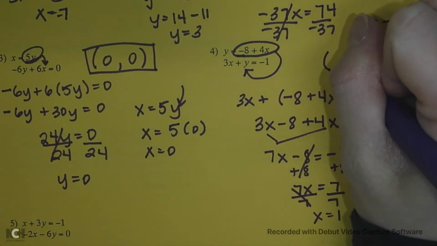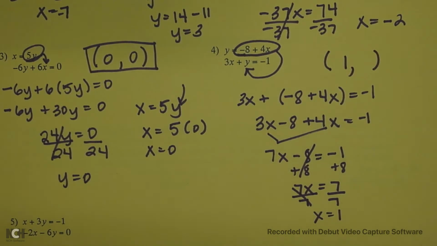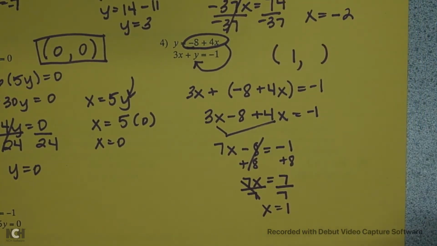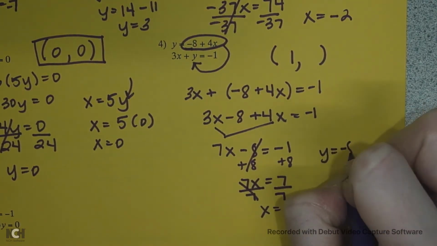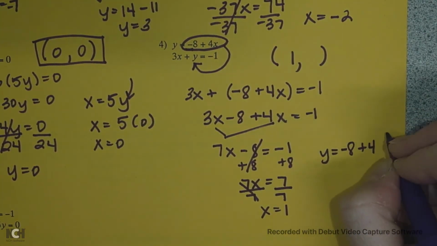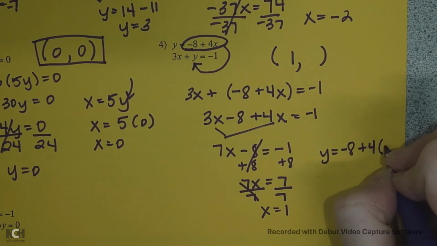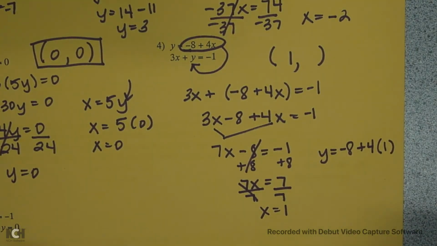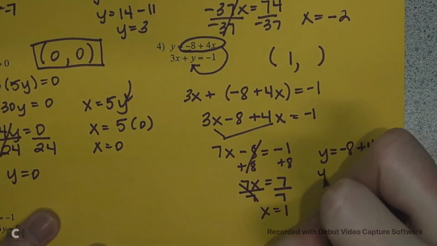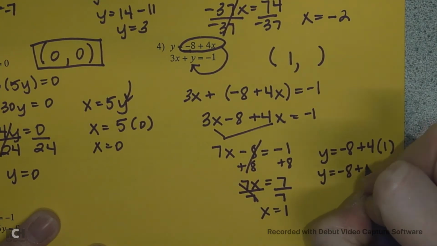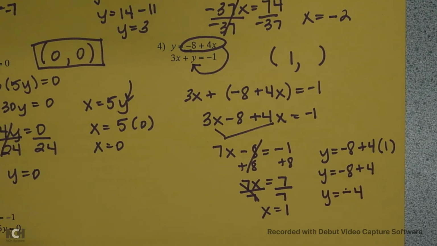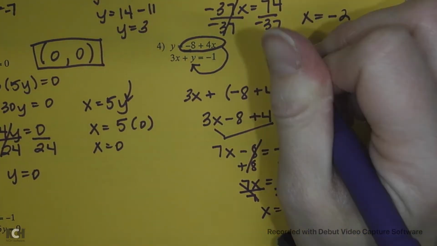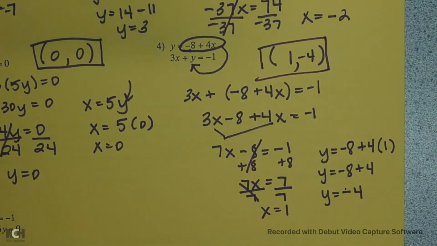So for our answer, our x value is 1, and we need to figure out what our y value is. So we're going to plug in our x value into either equation. I'm going to pick the top. Okay, so instead of x next to my 4, I'm replacing it with 1. I'm substituting in my value. So y equals negative 8 plus 4. Well, negative 8 plus 4 is negative 4. So my y value is negative 4 and my x value is 1. And that is the solution to my system.